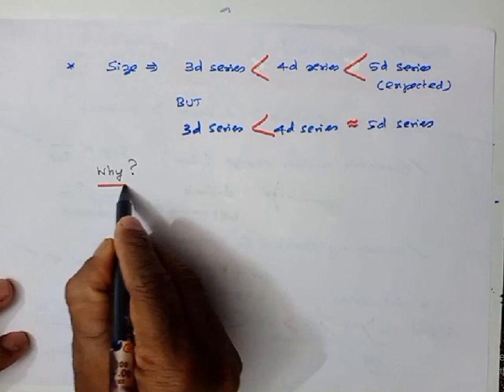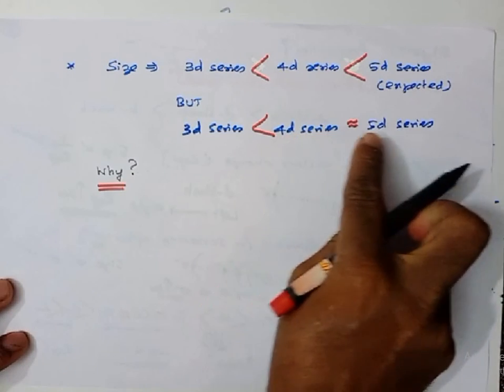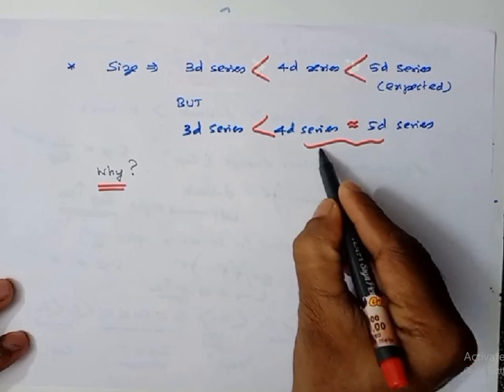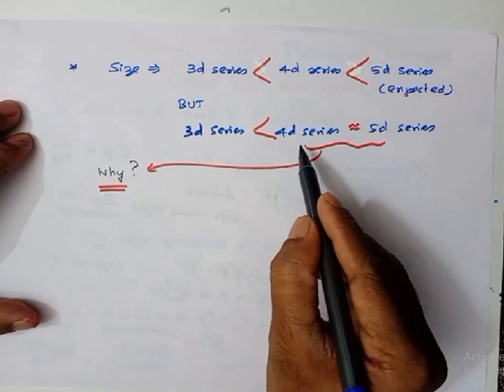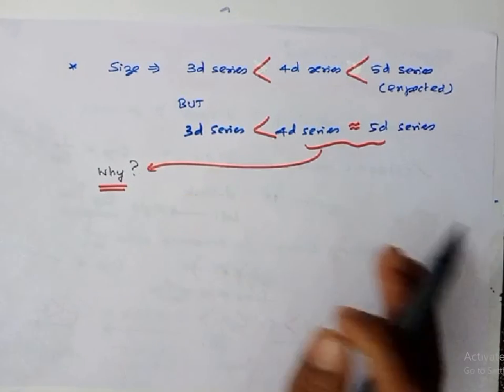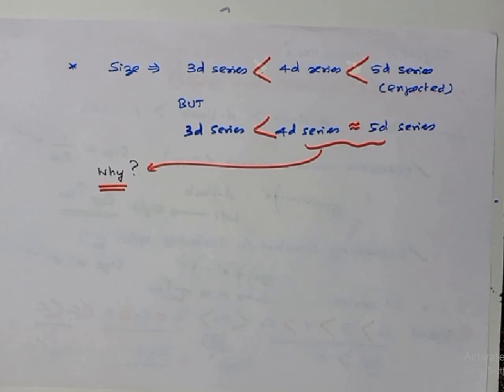Why do the 4D and 5D series have almost equal size? What's the reason? The reason is that, students, when you move from 4D to 5D, one second, let me take the elements.